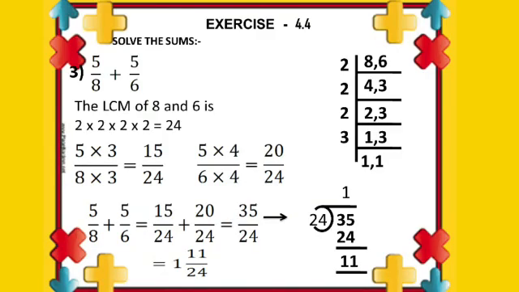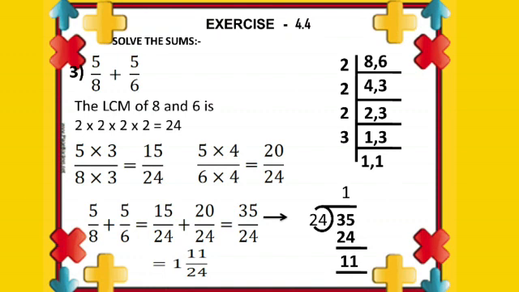Let's see a few problems in exercise 4.4. Solve the sum 5 by 8 plus 5 by 6. Here the denominators are different. So what do you do? First you find out the LCM for 8 and 6. When you find out the LCM for 8 and 6, you get the LCM as 24.